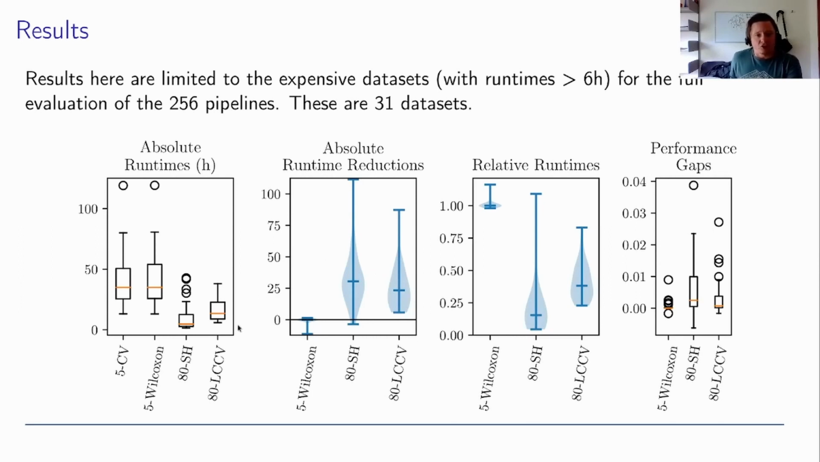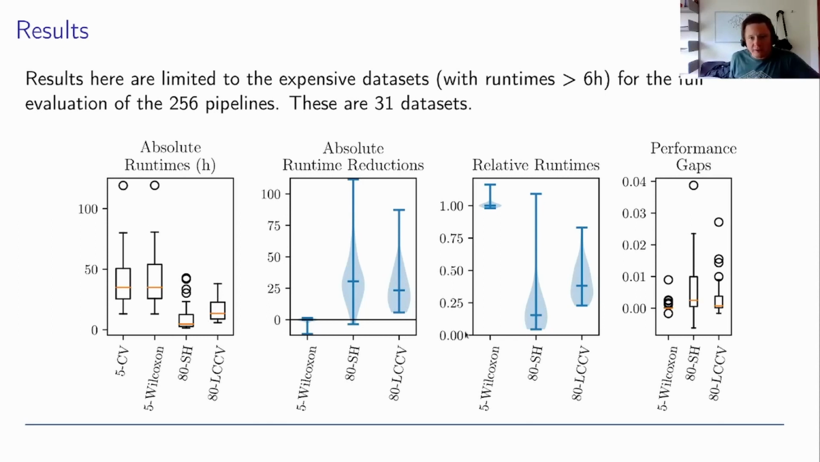So in this presentation, I only focus on a very small excerpt. I invite you to look into the paper for more details, but I only look at the 31 most expensive data sets, which means that they had runtimes of at least 6 hours to evaluate all the 256 pipelines sequentially, not in parallel. So among these 31 data sets, we see that the absolute runtimes range for the standard cross-validation between something like 10 hours and 80 hours, with some exceptions here. And that using LCCV, we can substantially reduce this.